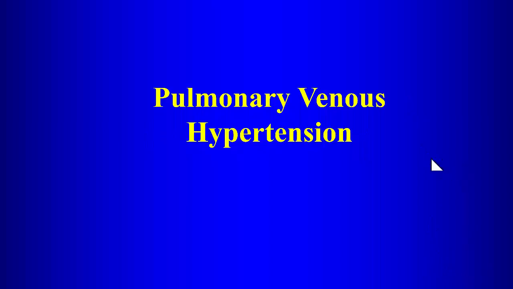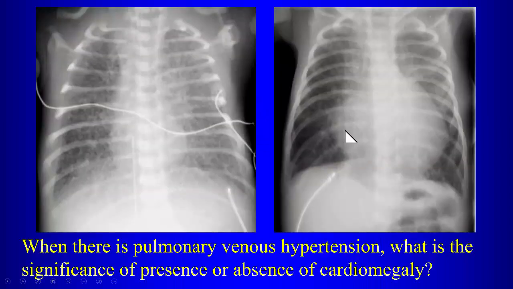All right, so today we'll start with pulmonary venous hypertension as a diagnostic set. When we have pulmonary venous hypertension, what is the significance of the presence or absence of cardiomegaly? How does that help us if we're going by the chest radiograph? So we have interstitial edema here, also here vascular congestion, maybe some interstitial edema. This one has a big heart, this one has a small heart.